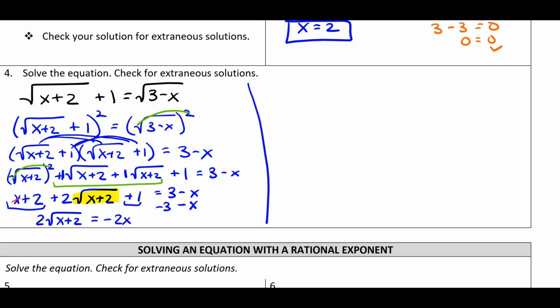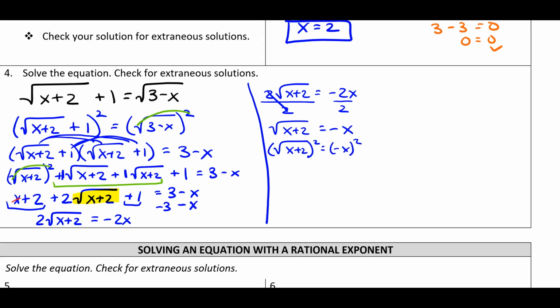Alright, so now we still have to isolate the radical, so we're going to divide by 2. So that's 1, so the square root of x plus 2 equals negative x. To undo a square root, we're going to square both sides. So the right side, that's eliminated. So we have x plus 2 equals negative x times negative x, which is x squared.